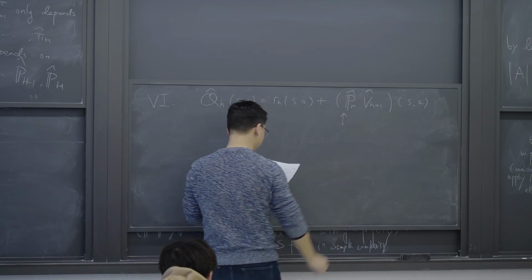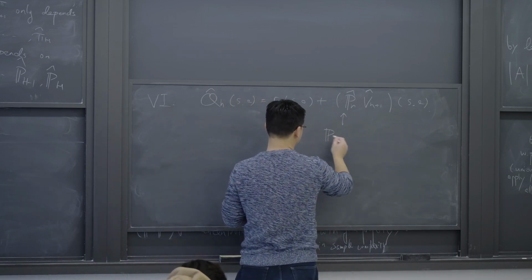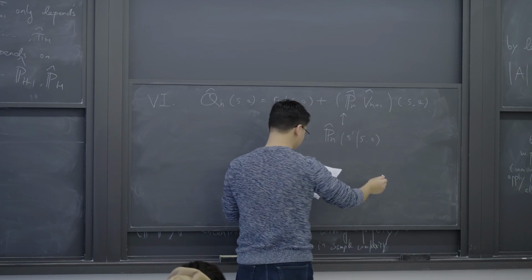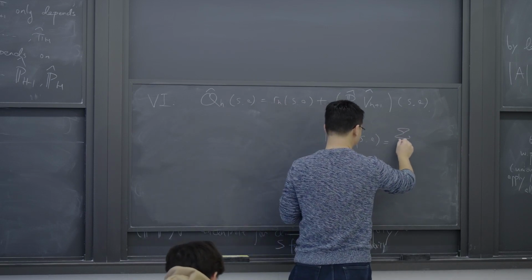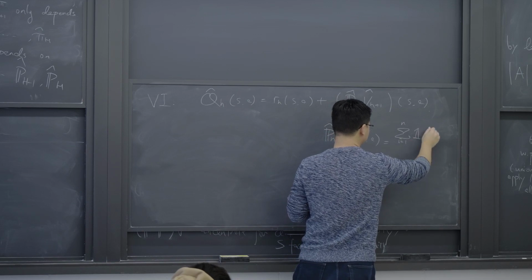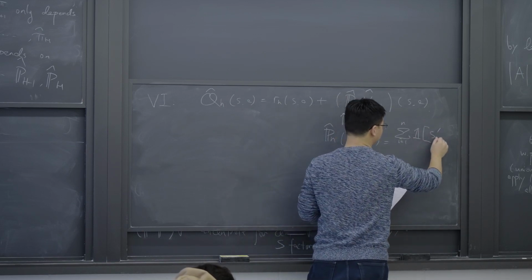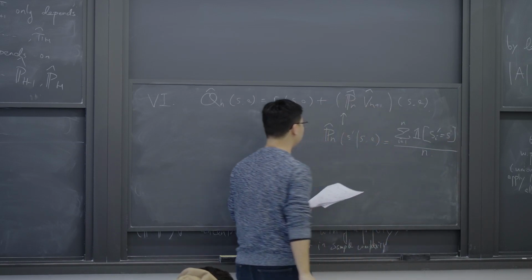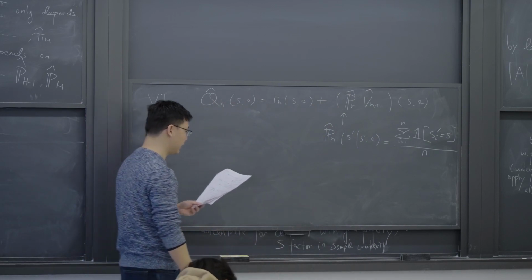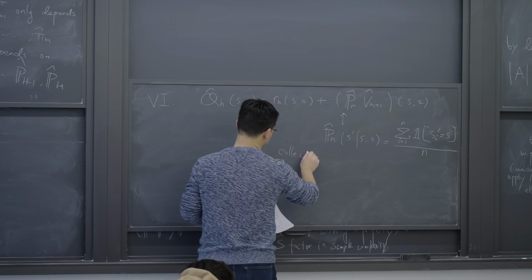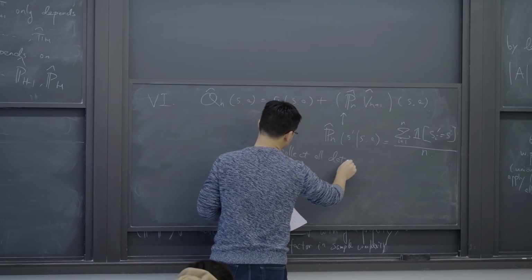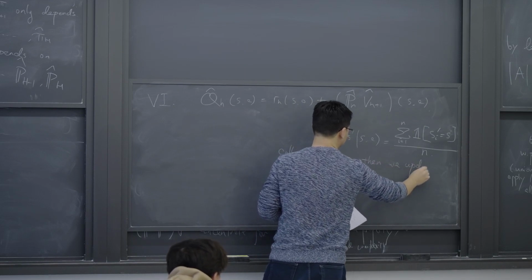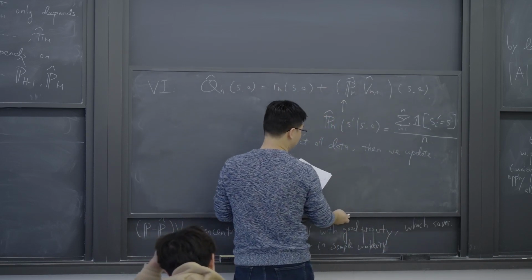We know this P hat uses the empirical frequency to estimate the transition probability, where P hat(s' given s,a) is equal to the summation over i from 1 to n of the indicator of s_i prime equal to s', over n. We essentially use n data, we collect all the data, then we update. This is kind of like the batch update.